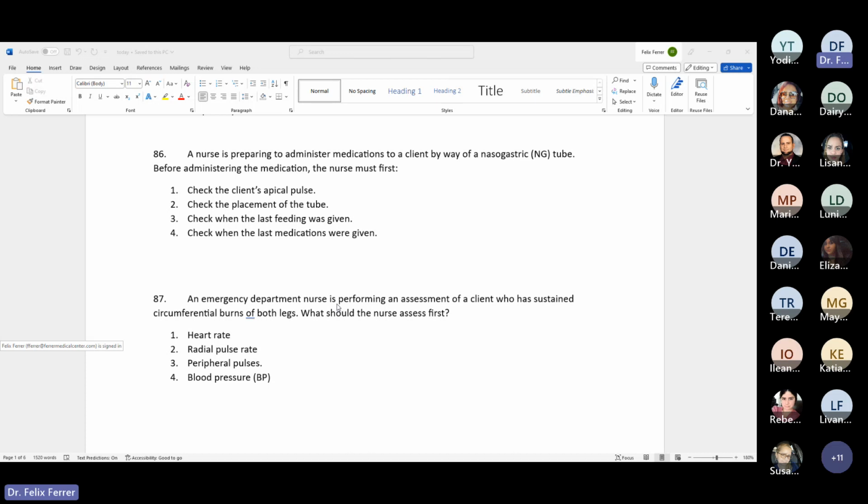But we need to have a doctor's orders for that. Okay? And that's very common in your NCLEX too. That's really common in your NCLEX too.